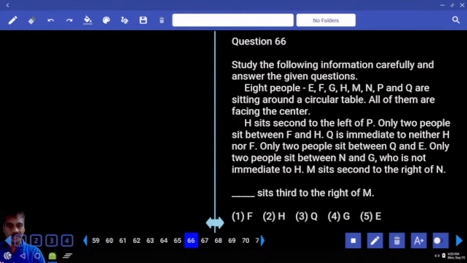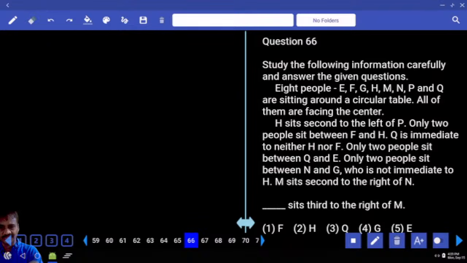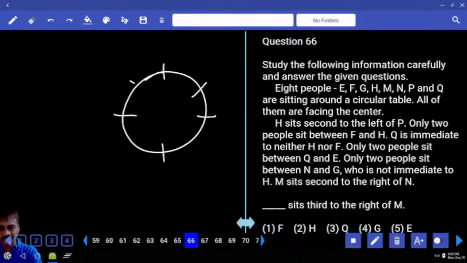Right. And how many persons were there? 8 persons, all seated around a circular table. Who are those 8 persons? E, F, G, H, M, N, P, Q. All these 8 persons are seated around a circular table, positions 1, 2, 3, 4, 5, 6, 7, 8.